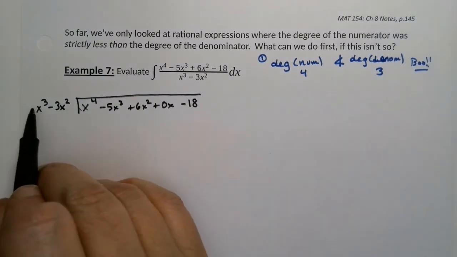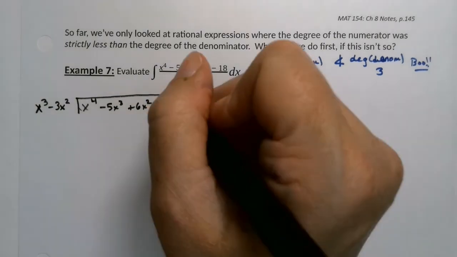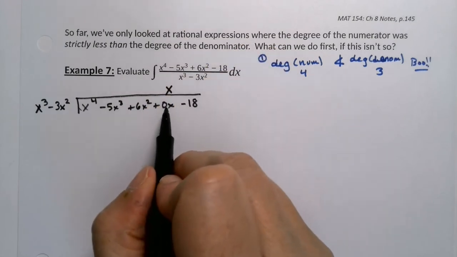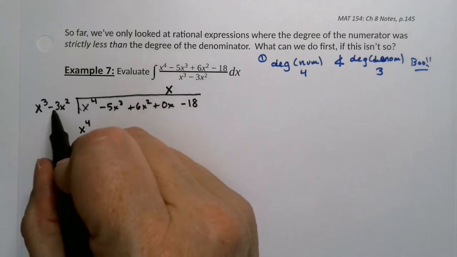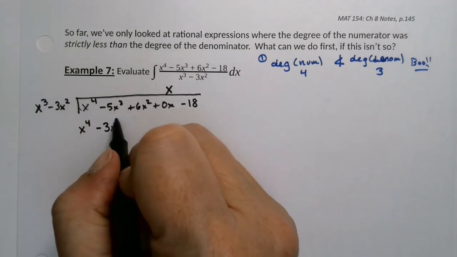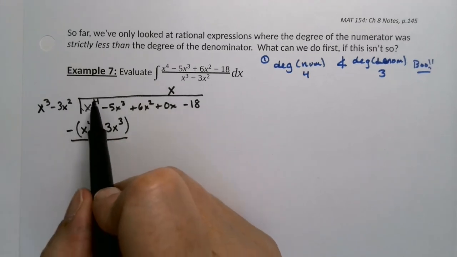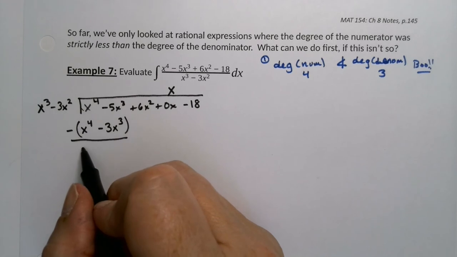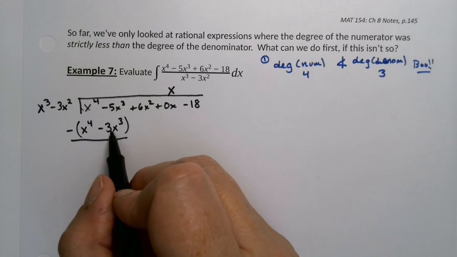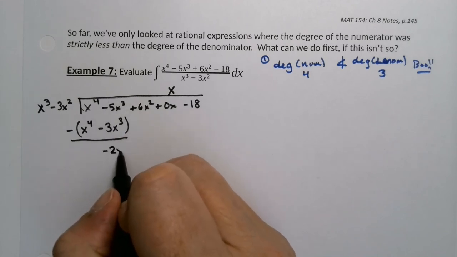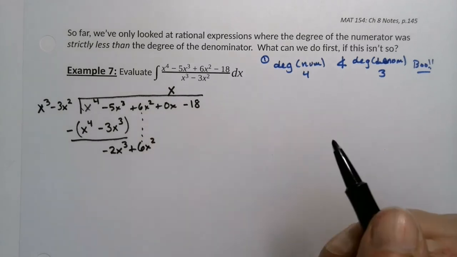So I need to figure out what I need to multiply x cubed by in order to get x to the 4th. Well, that's obvious. It's an x term, and you put it over the x term here. x times x cubed is x to the 4th. x times negative 3x squared is minus 3x cubed. Those terms line up, and we subtract everything. x to the 4th minus x to the 4th is 0. Negative 5x cubed minus a negative, so plus 3x cubed, is negative 2x cubed. Bring the 6x squared down and go again.